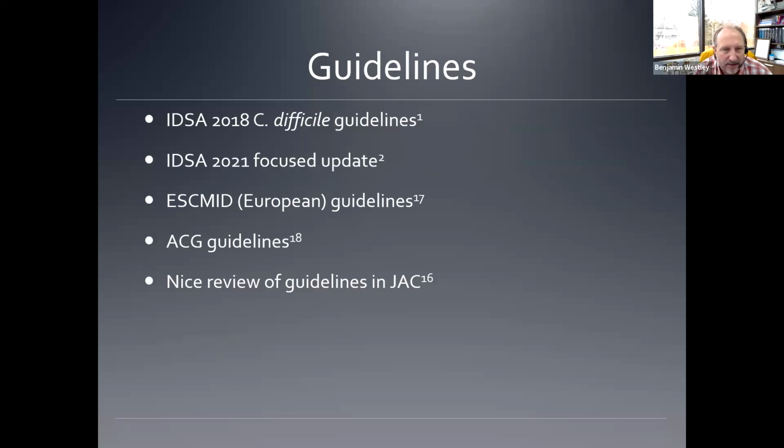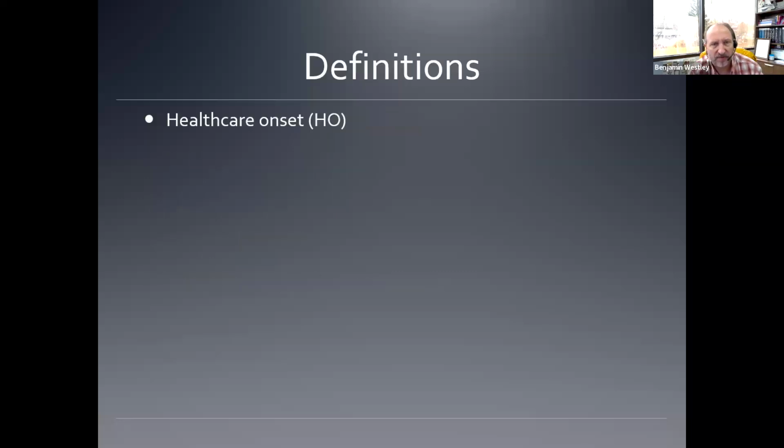So these are the guidelines. 2018 actually is a bit outdated now. Those are 7 years old, but those are the current IDSA guidelines. There's a brief focused update from 2021. There are also European guidelines and American College of Gastroenterology, and a nice review, which I've linked here in the references. So C. difficile diarrhea is diarrhea that occurs typically after antibiotic exposure and can cause pseudomembranous disease.